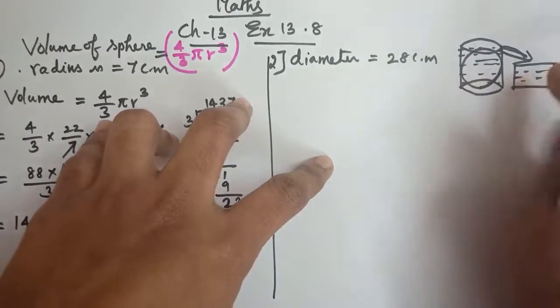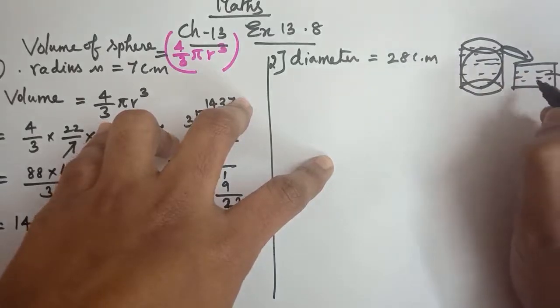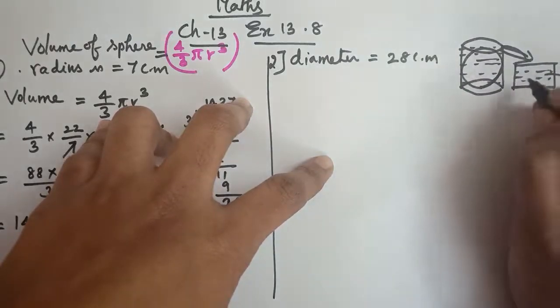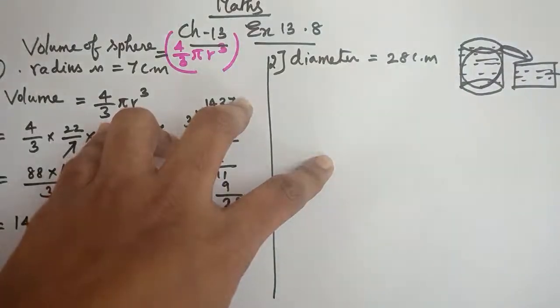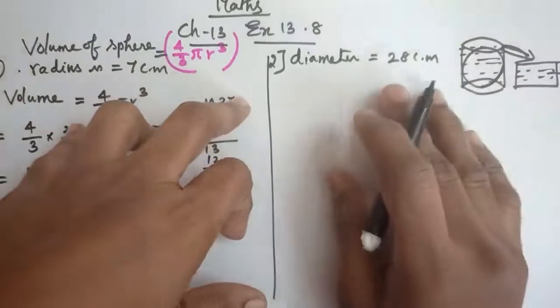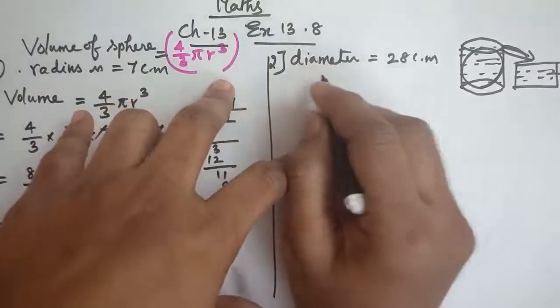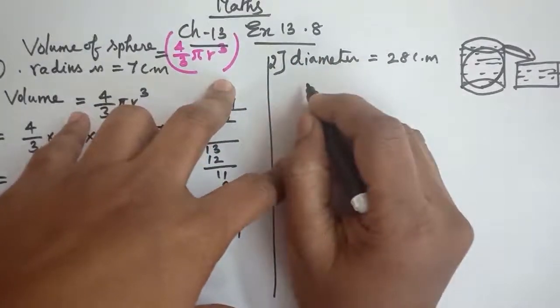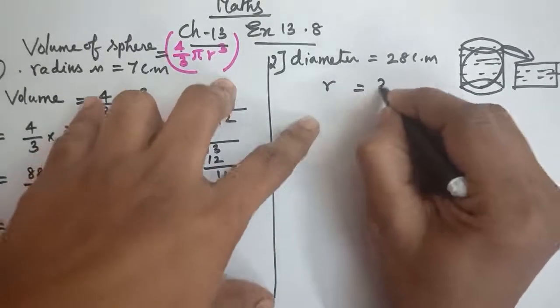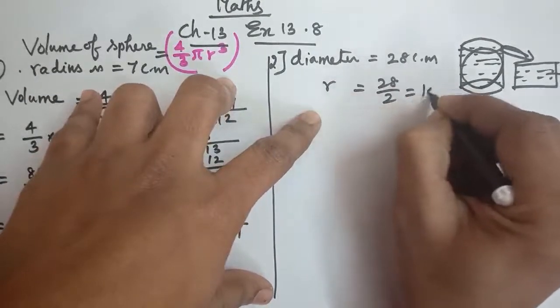So this volume of water displaced is equal to volume of spherical ball. Volume of replaced water is equal to volume of spherical ball. So you have to find this, diameter 28 centimeter. Now for this you have to find volume. So radius is equal to 28 by 2, that is 14 centimeter.